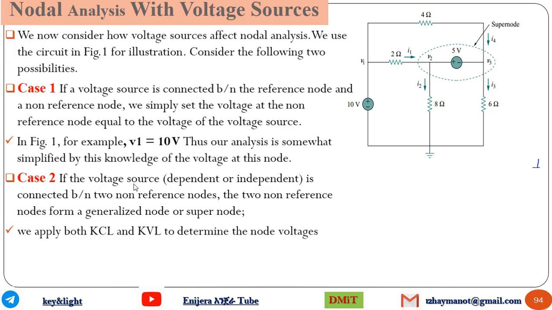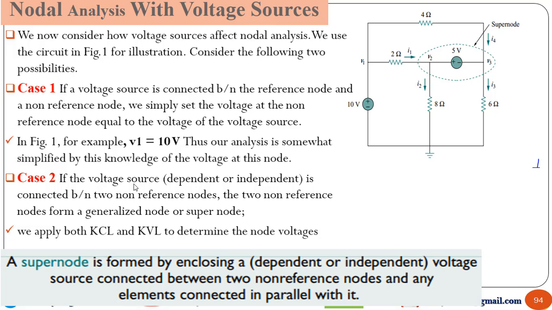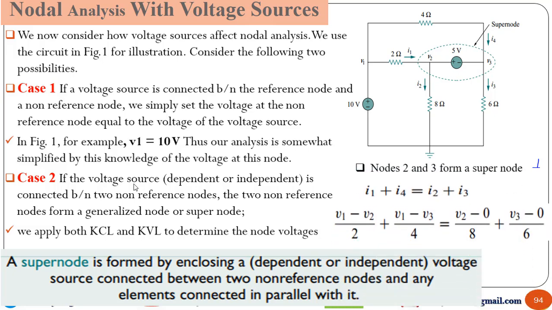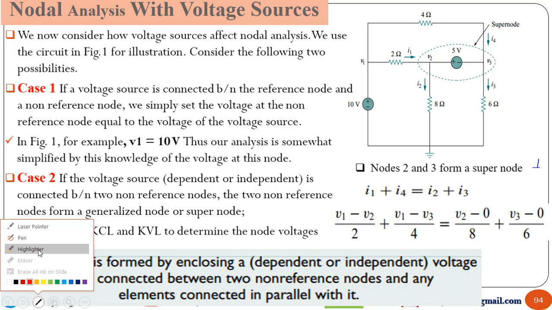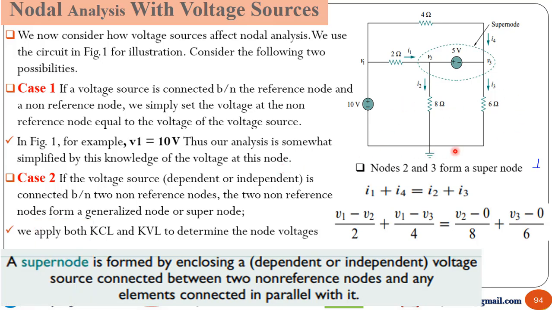When is a supernode created? When the voltage source is connected between two non-reference nodes. KVL and KCL are applied. So a supernode is formed by enclosing a dependent or independent voltage source connected between two non-reference nodes and any element connected in parallel with it. This node 2 and node 3 form a supernode. Node 2, node 3.